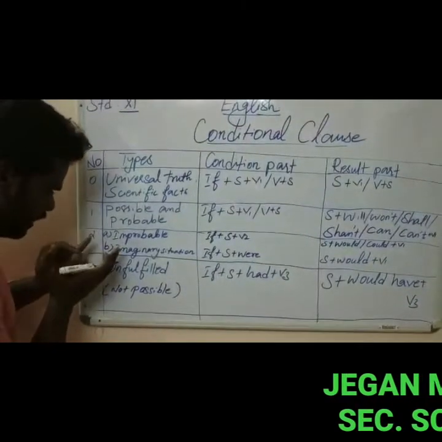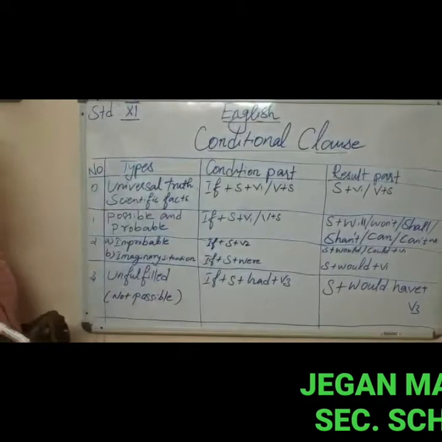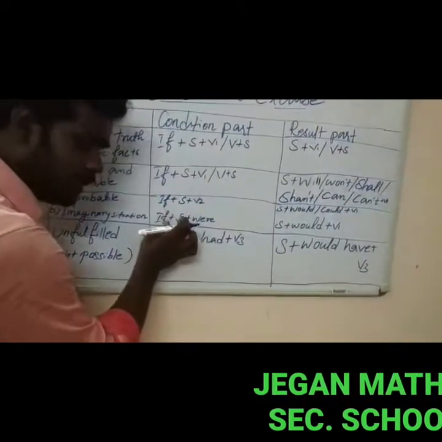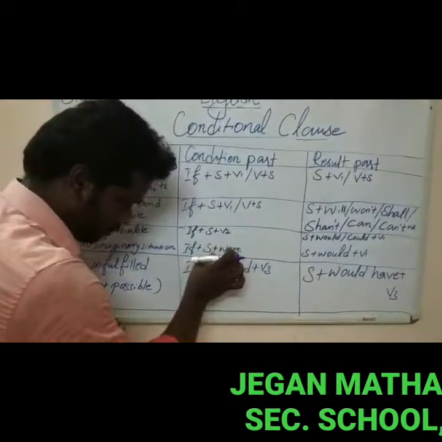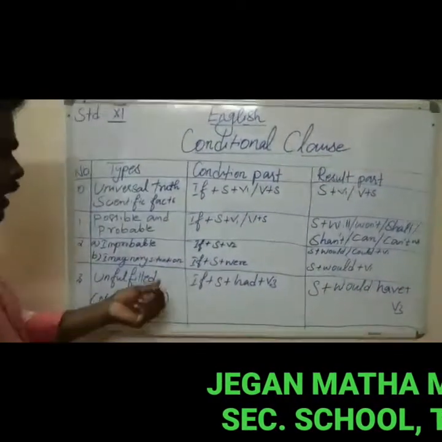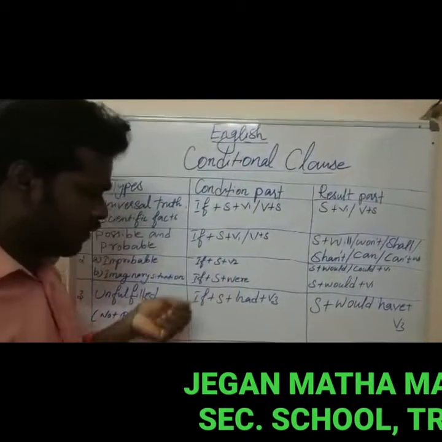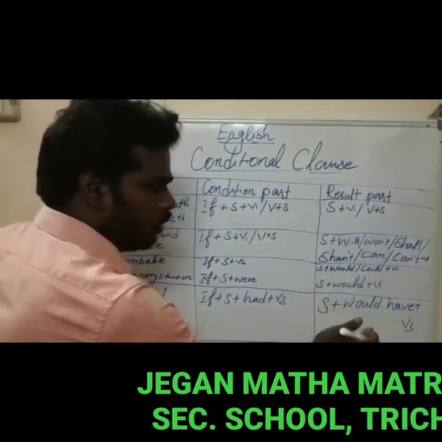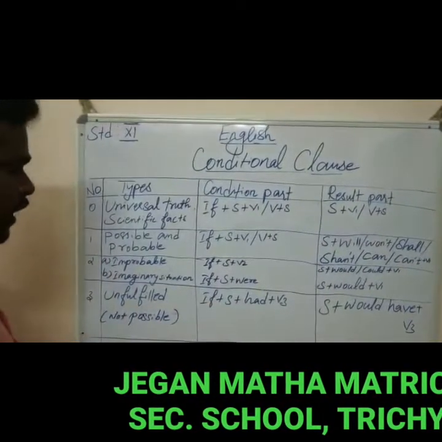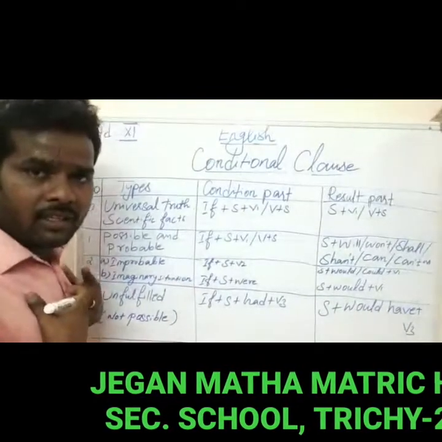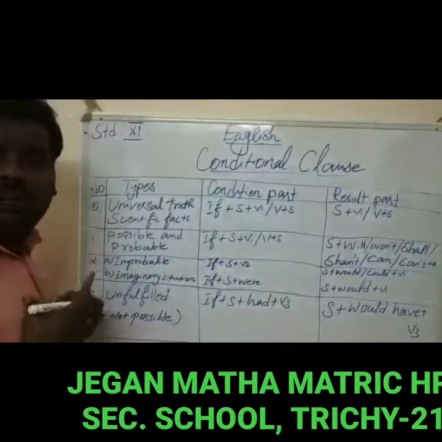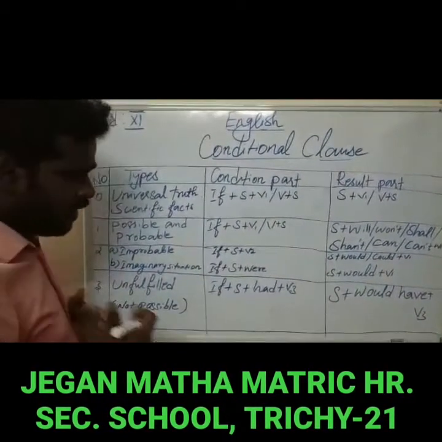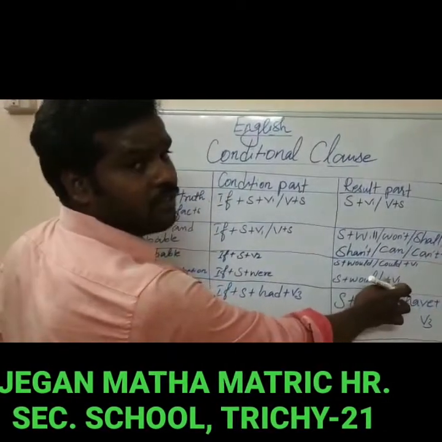Okay, the second type B is the imaginary situation. How will you use this imaginary situation? The condition part: if plus subject plus were. Okay, if plus subject plus were. This is the condition part. The result part: subject plus would plus V1. Okay, if I were a butterfly. If I was a butterfly is wrong. Okay, this is the rule. If I were a butterfly, I would fly. Fly here is the first form of verb.